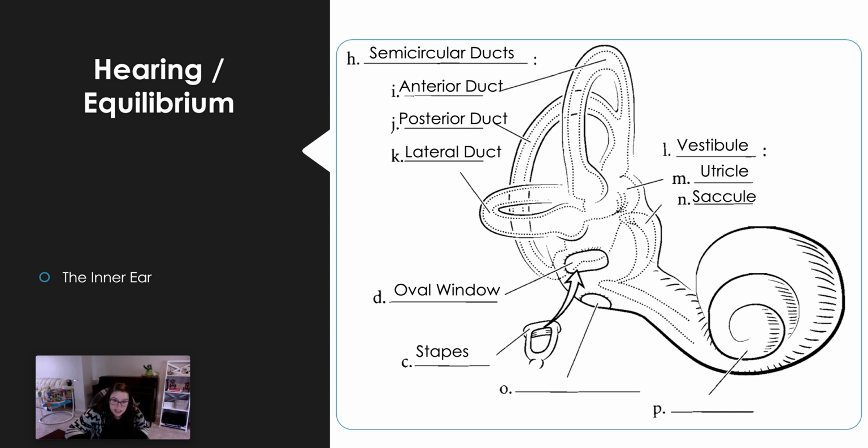As for hearing, I mentioned that the oval window is where we have the connection between the stapes and the inner ear. But here we have the round window and the cochlea.